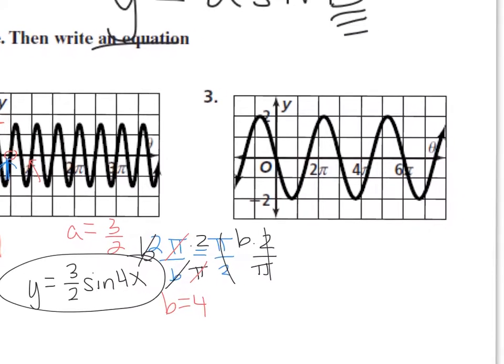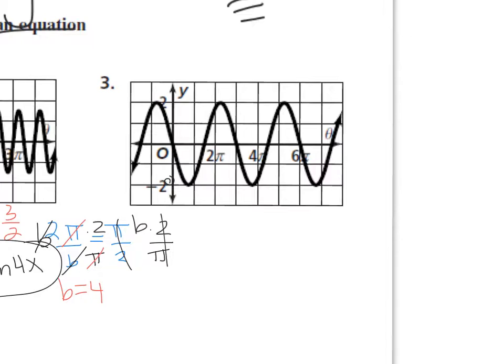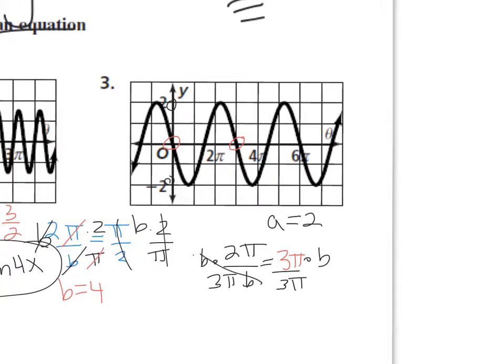And then over here, number 3, the amplitude is going from negative 2 to 2. So a is 2, and the period is 2 pi divided by b equals the period. So the period is going from here to here, so that's 3 pi. So this is equal to 3 pi. Now I'm going to solve for b, multiply both sides by b. So these cancel out. Then I'm going to divide both sides by 3 pi. These two cancel out. So I'll get b equals 2/3. So my equation is going to be y equals a, which is 2, sine of 2/3 x is my function.